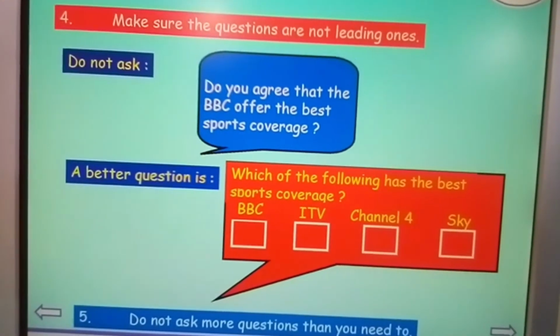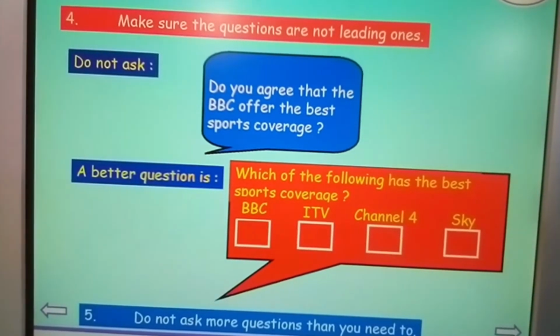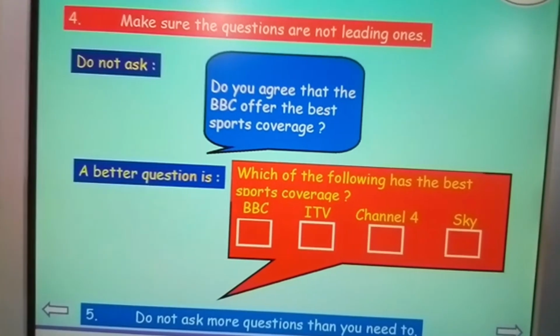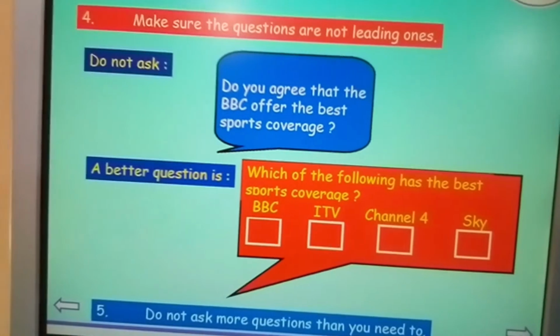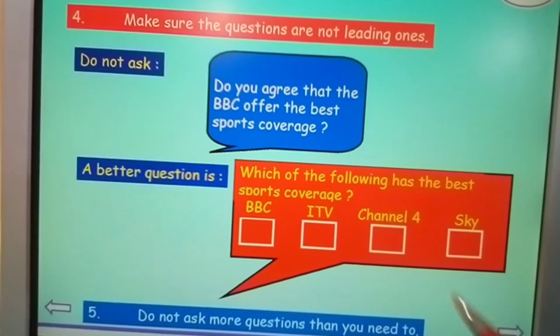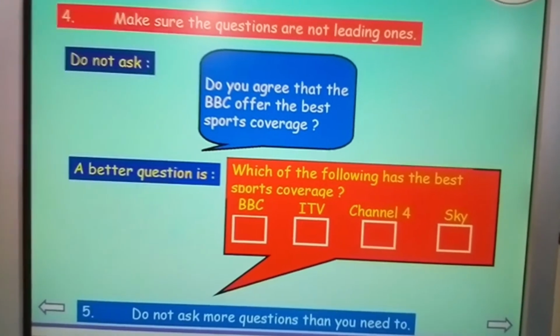Now, data collection checklist continues. 4. Make sure the questions are not leading ones. Do not ask, do you agree that the BBC offer the best sports coverage? A better question would be, which of the following has the best sports coverage? Okay, so you can then see, they can certainly put a tick into it. Do not ask more questions than you need to.